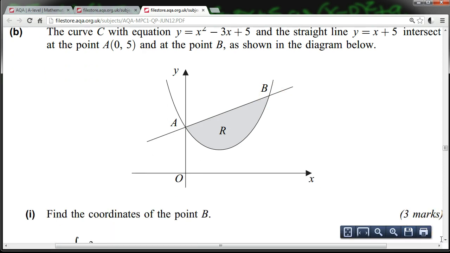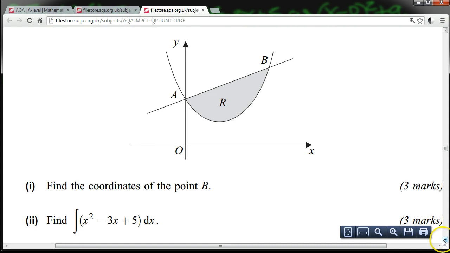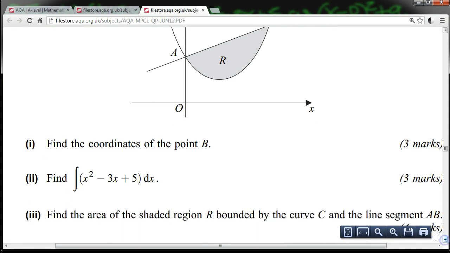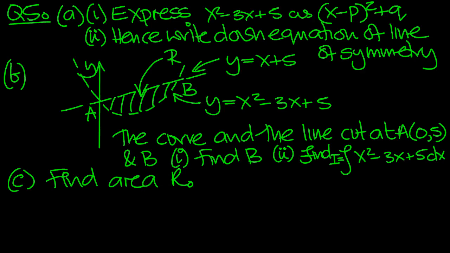Find the coordinates of B. Find the integral of x squared minus 3x plus 5 and find the area of the shaded region bounded by the curve C and the line segment AB. Okay, I've got this question summarized here then. Let's have a go at it.